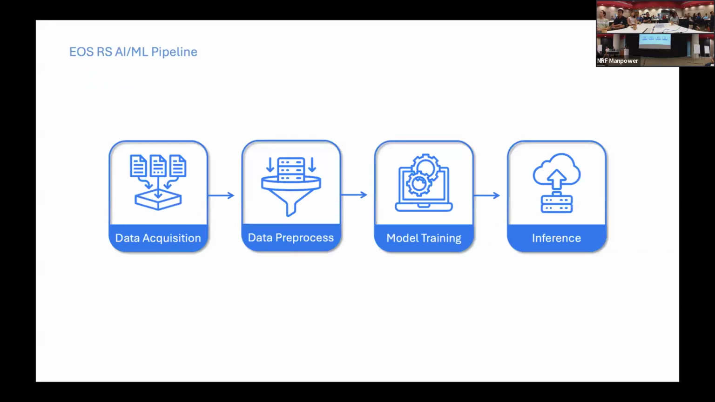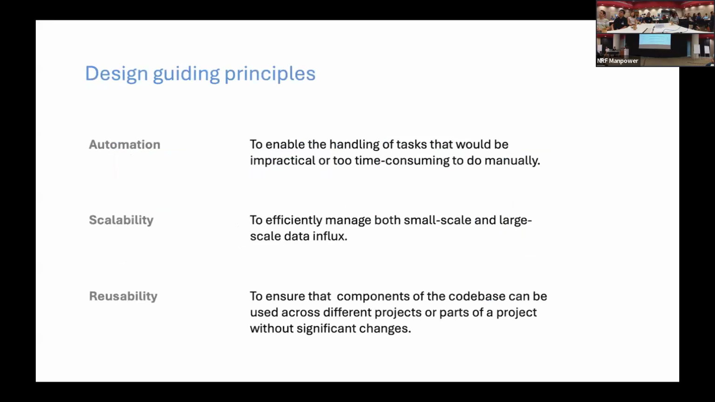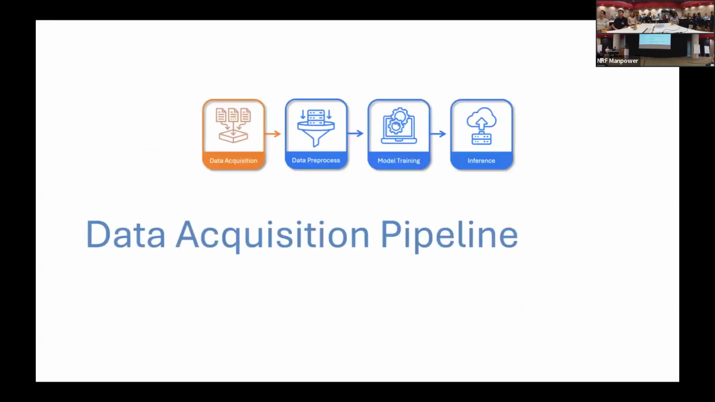This pipeline consists of workflows that do data acquisition, data pre-processing, model training, and in the future, inference. When we were developing this pipeline, we took into consideration some design principles, such as automation, so that we can enable the handling of tasks that would otherwise be too time-consuming to do manually. Also, scalability to efficiently manage both small-scale and large-scale data sets, and also reusability, so that most of the code base can be used across different projects without requiring substantial overhaul of the code.